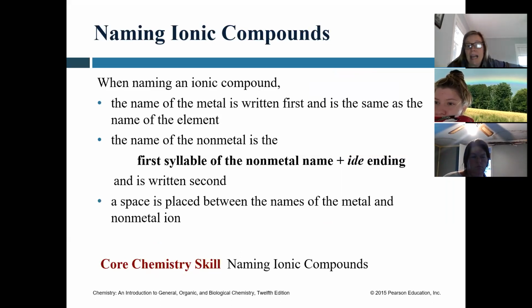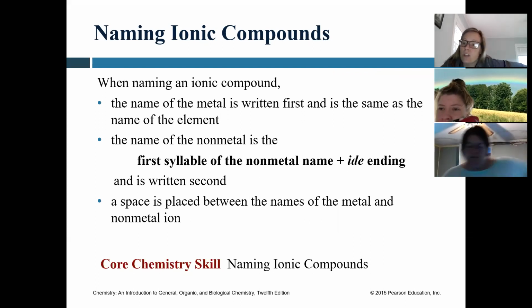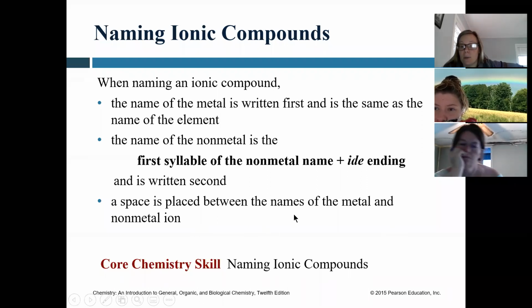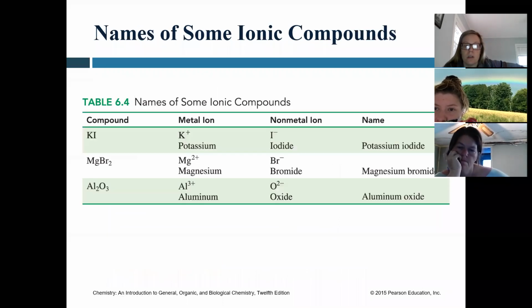So when writing an ionic compound, the first thing you do is always name the metal, and you just write its name. So if it's potassium, you write potassium. If it's sodium, you write sodium. Then you write the name of the non-metal, but you just do the first syllable of it. So you cut off the end of it and you put IDE at the end. So it's not sodium chlorine, it's sodium chloride. A space is placed between the name of the metal and the nonmetal, so we don't smush it together into one word. It'll be two separate words.